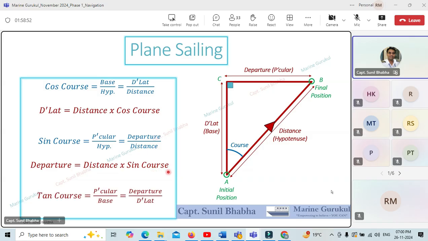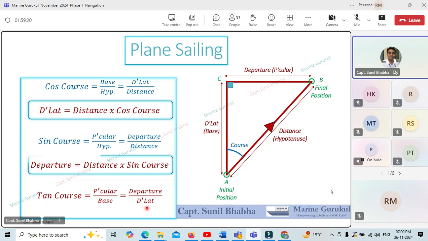Let us use the third trigonometric ratio, that is tangent of course. Tangent is equal to perpendicular upon base. The perpendicular in our diagram is the departure and the base is the D-lat, difference of latitude. So we get our third formula: tangent course is equal to departure upon D-lat. Now these are very, very important formulas for plane sailing.